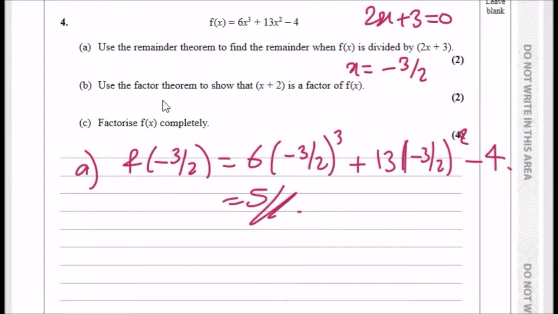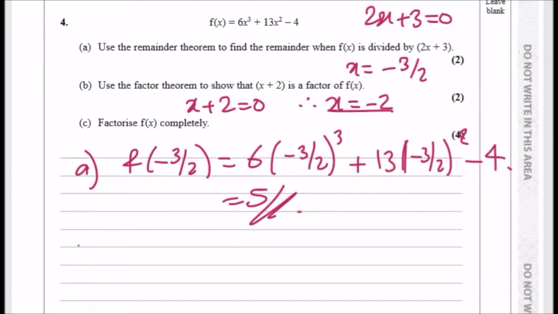Use the factor theorem to show that x plus 2 is a factor of f(x). In this case, to show if something is a factor, this implies that there should be no remainder. In other words, letting x plus 2 equal 0, we can use the value of x equals minus 2 if you solve it.